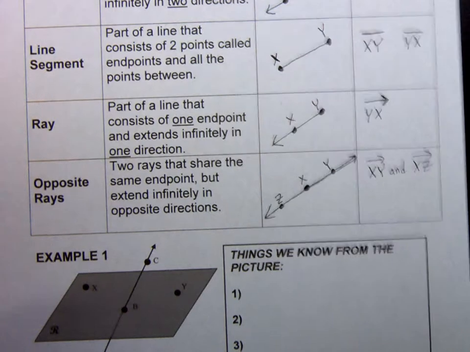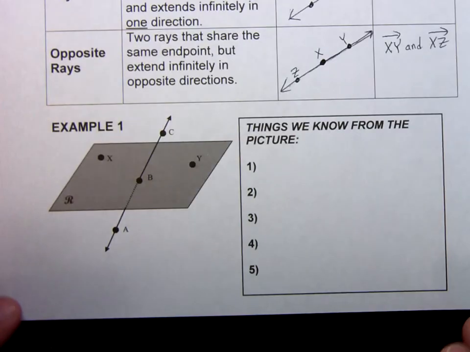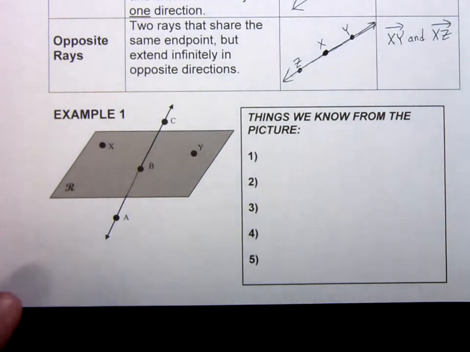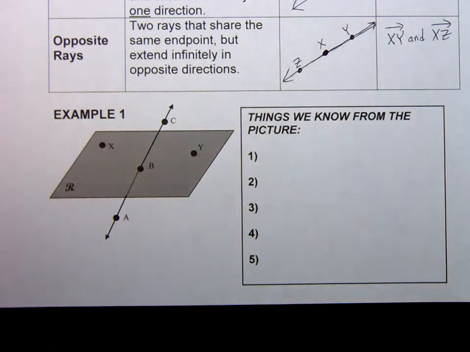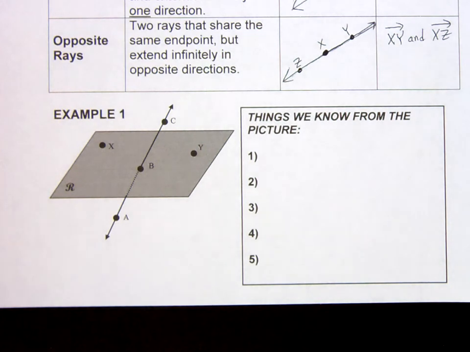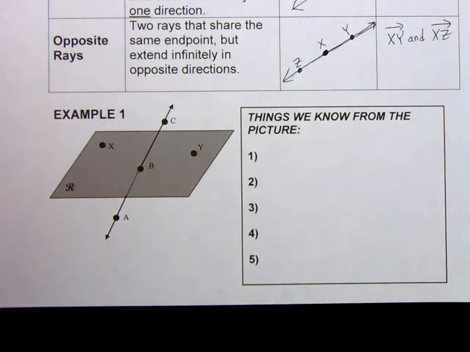Okay, with all that information, let's look at example 1 down here. We have a picture of information, and we want to write down 5 things that we know about this picture. Now, if I'm doing this for you in class, I would ask y'all to give me things. There's not exactly 5 things. There are tons of different things you could give me in this situation. So I'm just going to give you 5 of them.